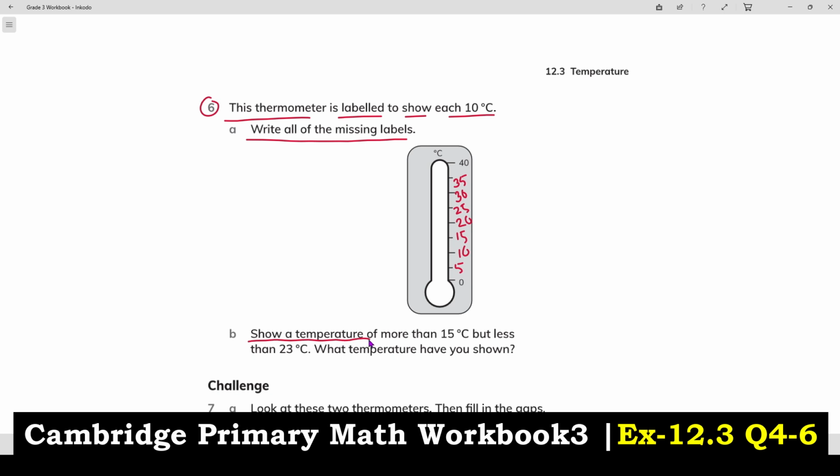Show a temperature of more than 15 degrees Celsius but less than 23 degrees Celsius. What temperature have you shown? So I would like to show more than 15 degrees Celsius but less than 23 degrees. We can write 20 degrees Celsius. So how can we draw this one? This is 20 degrees Celsius, so we can draw it like this way. Okay, this is 20 degrees Celsius. So number 6 done.